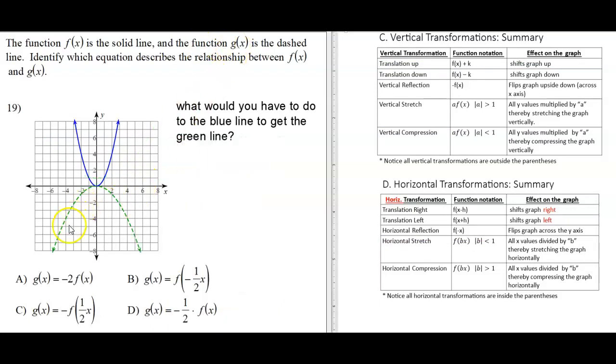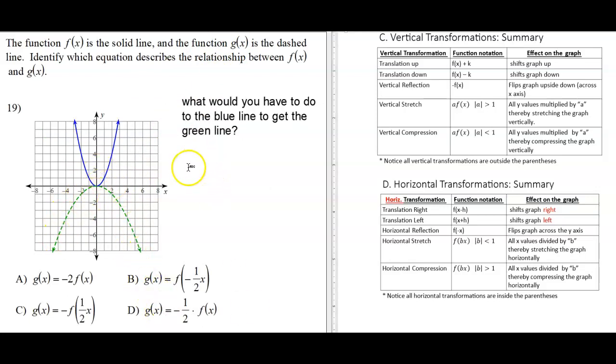Number 19. Looks fat again. So once again, we're going to be stretching horizontally or compressing vertically. And it also looks like it's been flipped upside down to me, which means that that's a vertical reflection. Whenever it looks like it's been flipped upside down, that's a vertical reflection.